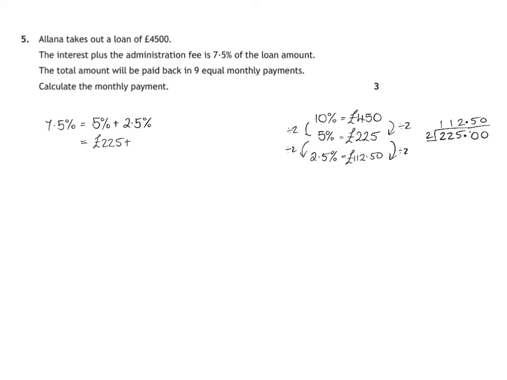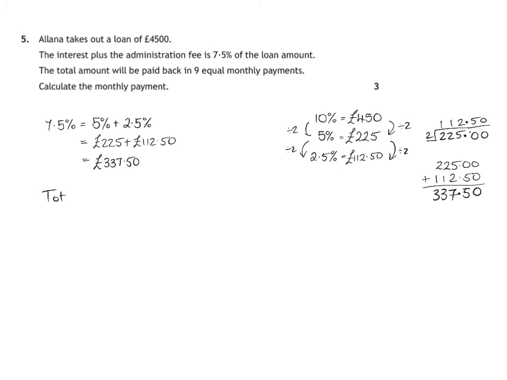So our 7.5% is going to be £225 plus our £112.50. So again, add those together, might as well do a column sum. 225 plus £112.50. Put zeros on the end of there to add them up. 0 add 0 is 0. 0 add 5 is 5. 5 add 2 is 7. 2 add 1 is 3. 2 add 1 is 3. So our 7.5% is £337.50.